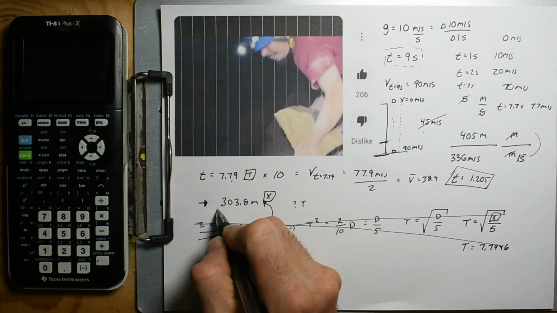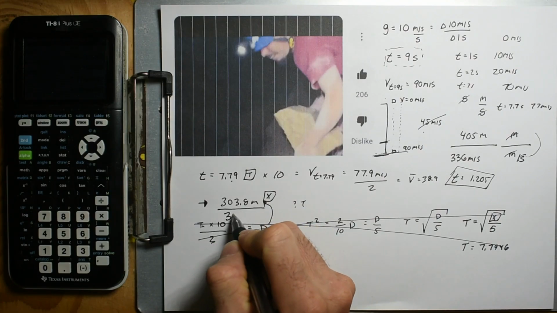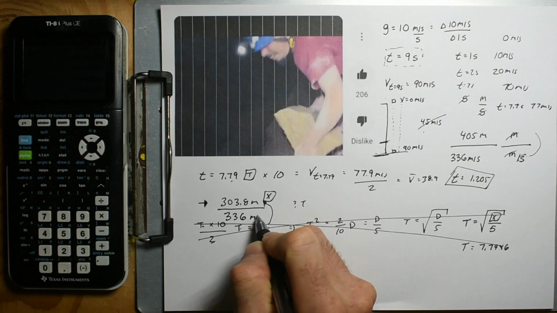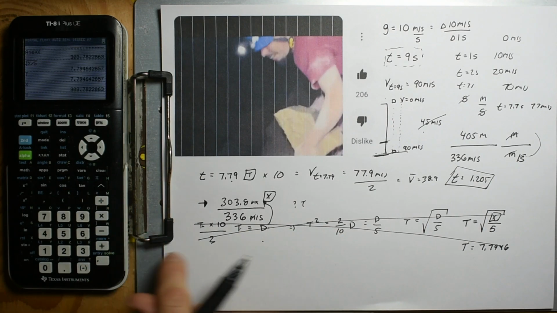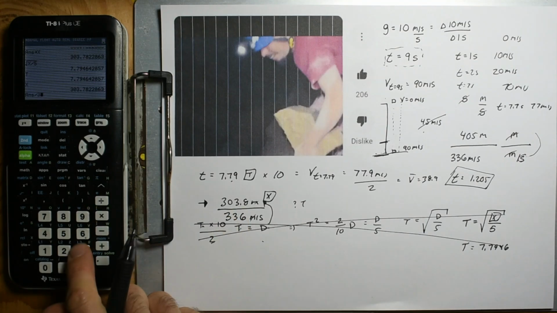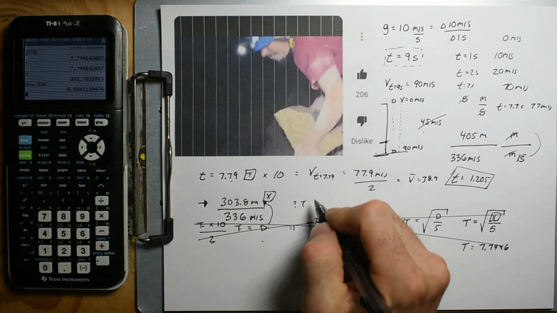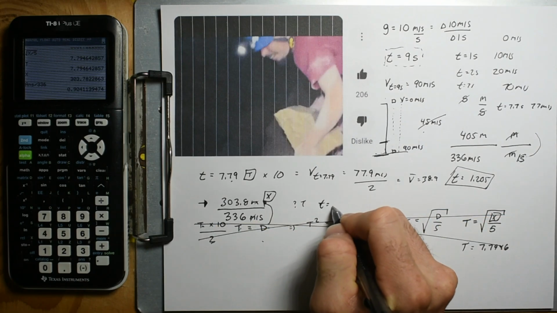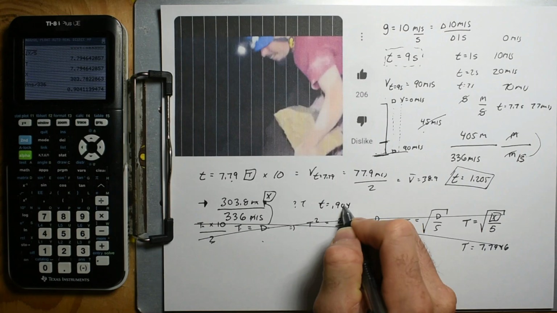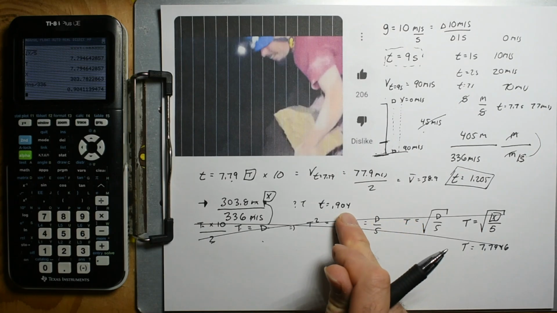And so what we're going to do is take this value and divide by the speed of sound, 336 meters per second. Meters cancel, and we have seconds. So we have this distance divided by 336, and this is our new time. So we have a time of 0.904.